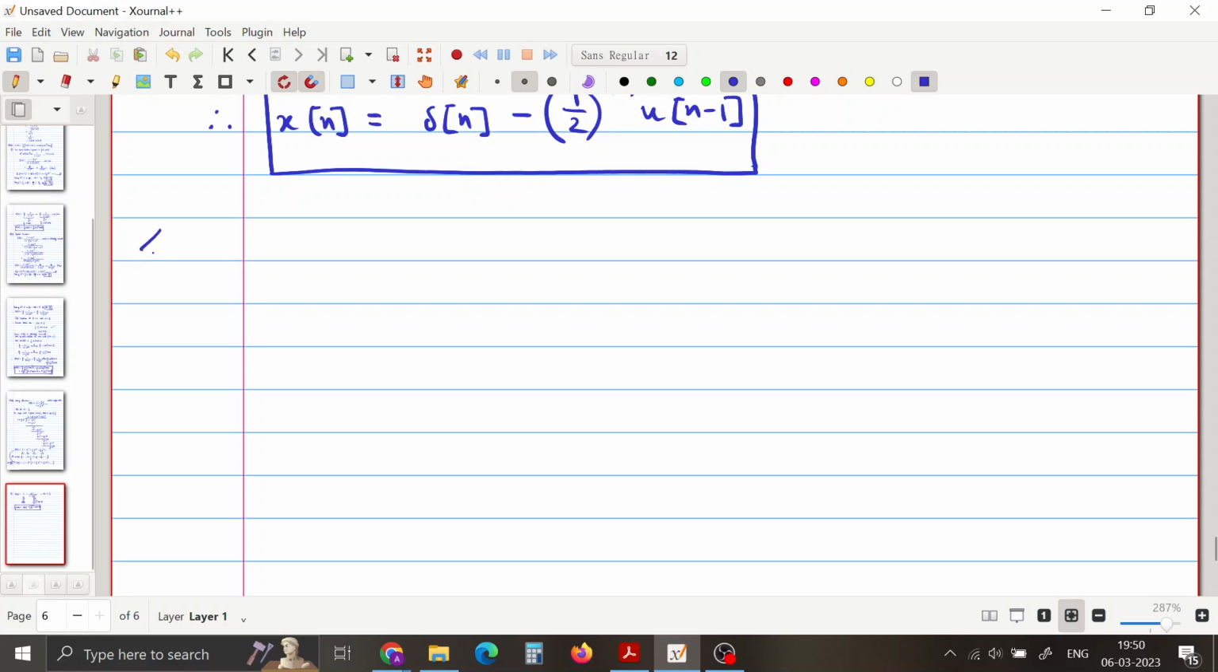Right, 4C, and 4C again we need to use partial fractions.